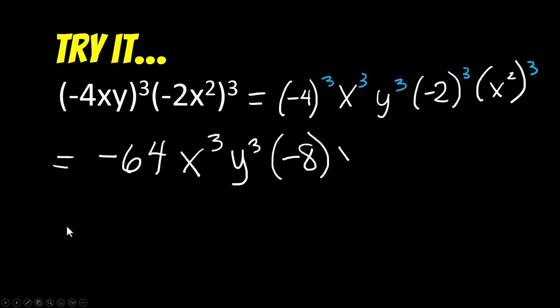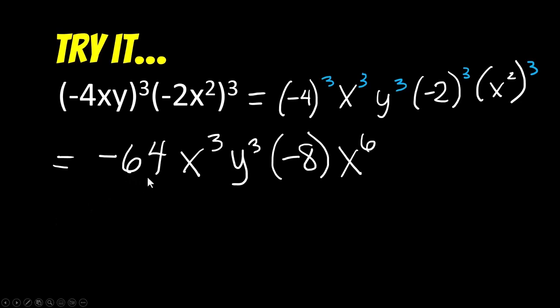And so we simplify what we have here. -4 times -4 times -4 is -64. Then we have an x cubed, and then we have a y cubed. -2 times -2 times -2 is -8. And then we have x squared to the third power, which would be x to the 6th power.